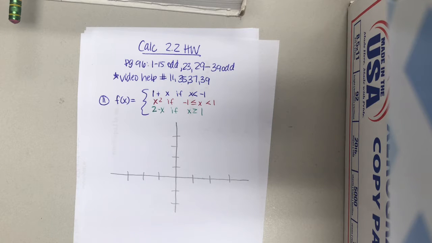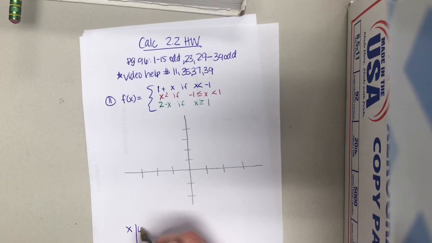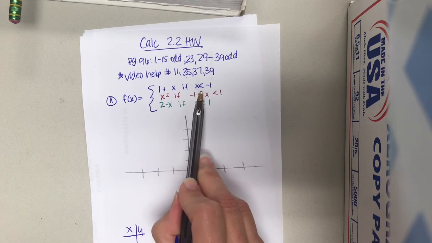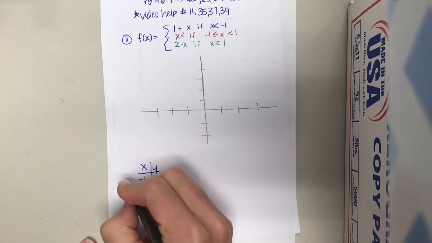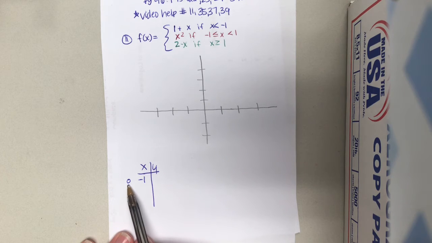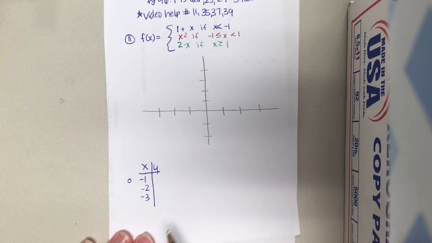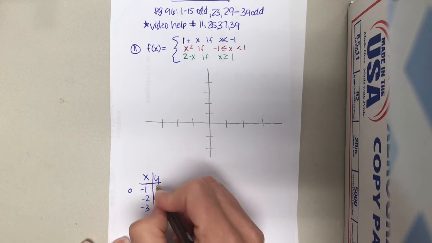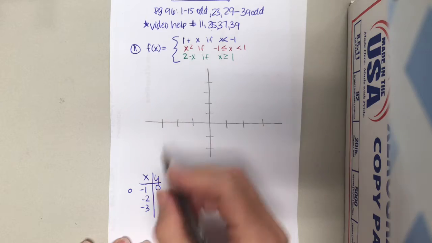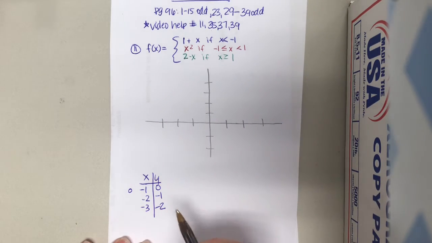If you're not really sure what to graph, a hint I have for you is you can make an XY chart. I want numbers that are less than -1, not including -1. So remind yourself that -1 is going to be an open circle, and then pick a couple numbers that are smaller than -1. If we plug in -1, 1 plus -1 is 0, 1 plus -2, 1 plus -3. Okay, so I'm going to go ahead and graph that.